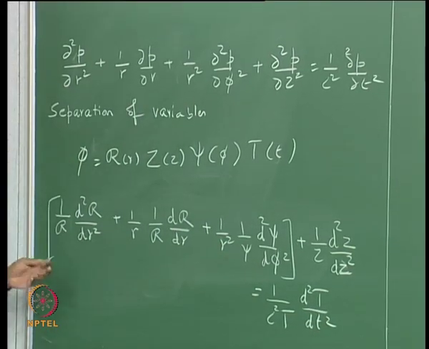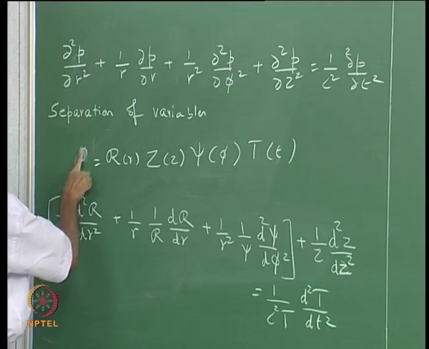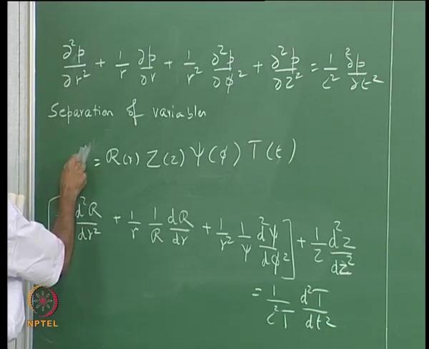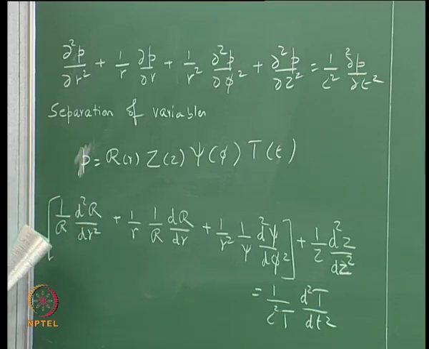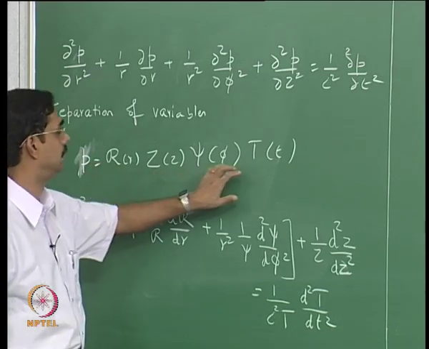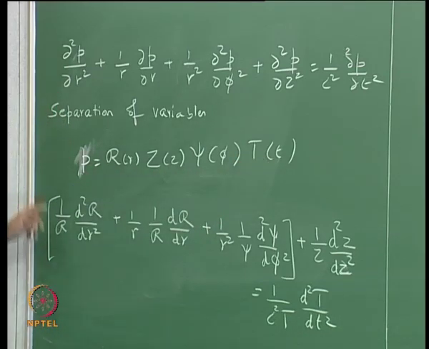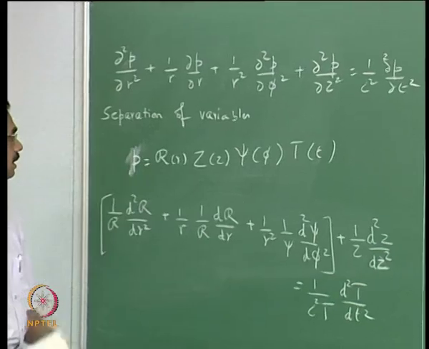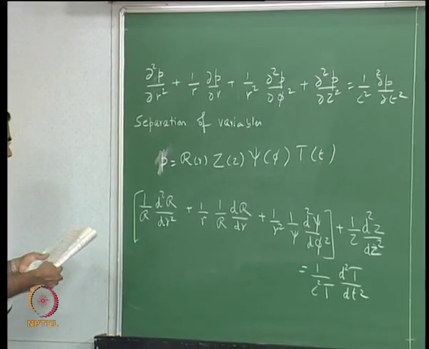So if you work out the algebra, that is, you take your pressure as a function of r times a function of z times a function of phi times a function of time and substitute it into this relation, and then we divide throughout by r z psi t, then you get something of this form.